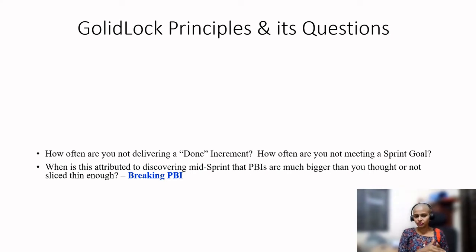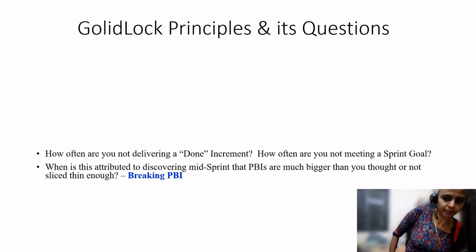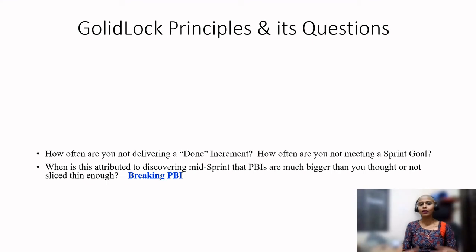Suppose my team member is not delivering, there could be a number of reasons, I agree on this. But if you're continuously missing the sprint goal, or not delivering the done increment, then the reason may be that we are not properly slicing the product backlog items. That could be one of the reasons. So how often are you not delivering a done increment? This question will help you to have your product backlog refinement more effectively.